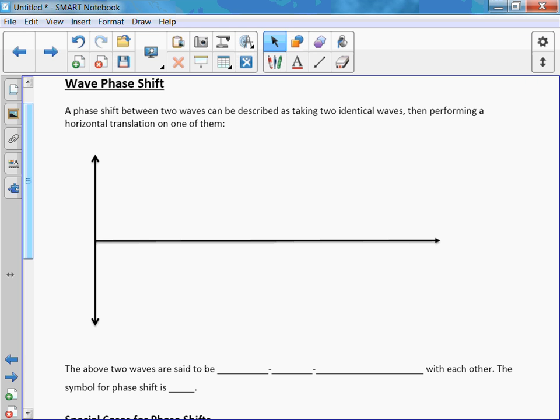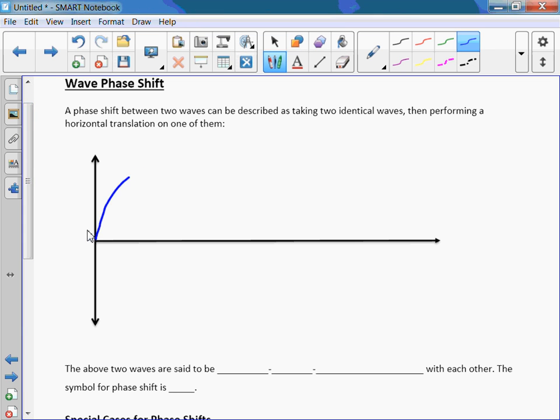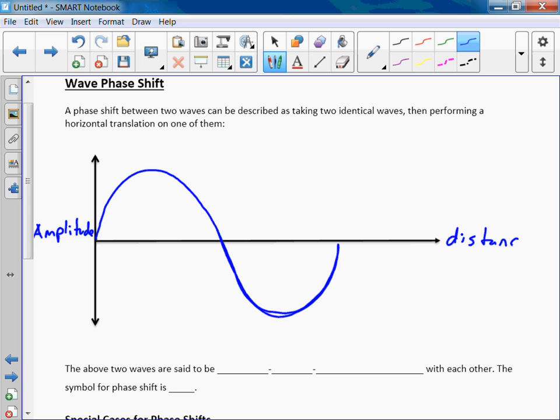All right, so let me just draw a regular sine curve. This is going to be the y-axis, the amplitude. And the x-axis is going to be over time, or it could be distance as well. Let's make it distance. Now that wave could keep going as well, but I'm only drawing one wavelength.